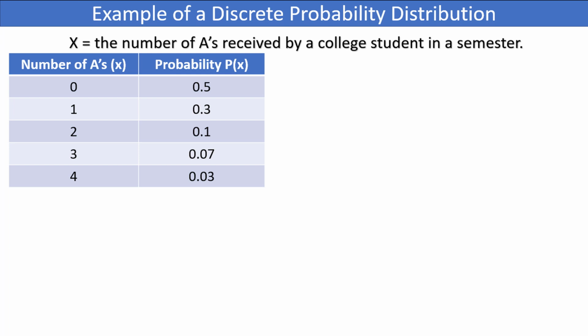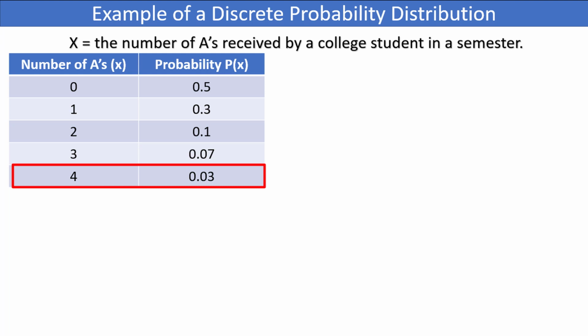The table shows the possible values for our variable, which range from 0 to 4 A's, as well as the probability of an individual getting the specified number of A's, perhaps gathered from the university's records. The most common number of A's received by a student in a semester is 0, which applies to 50% of the students. Only 3% of students earn 4 A's in a semester.